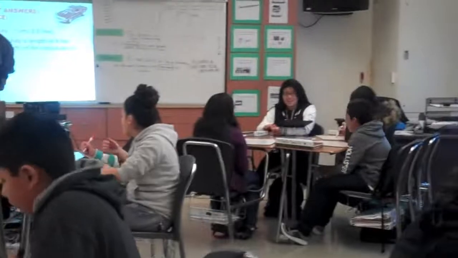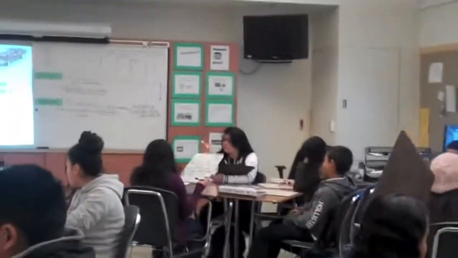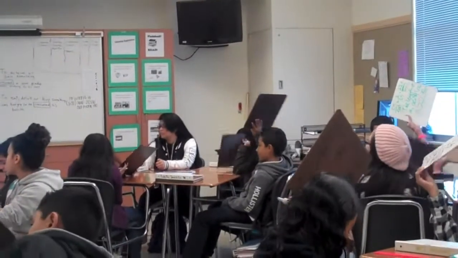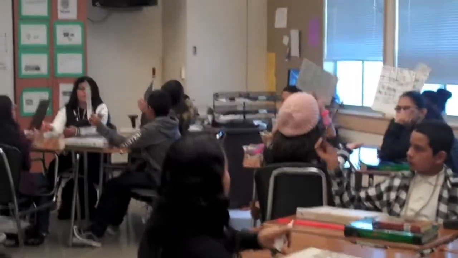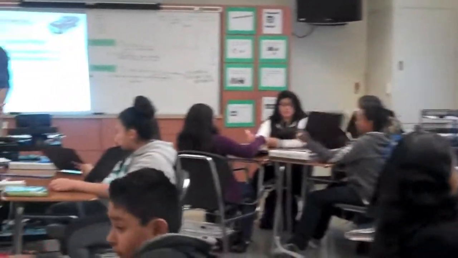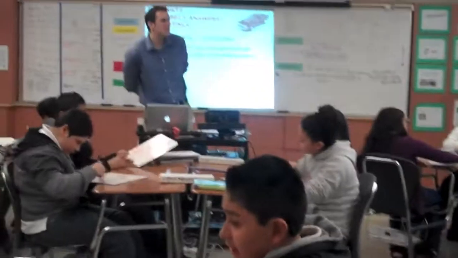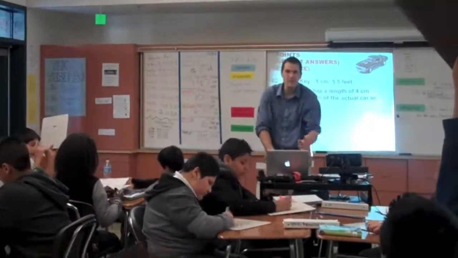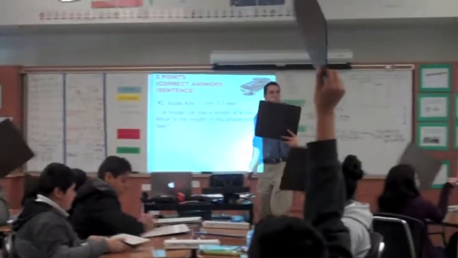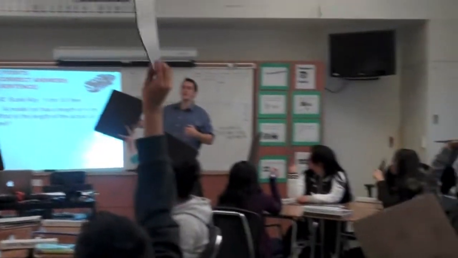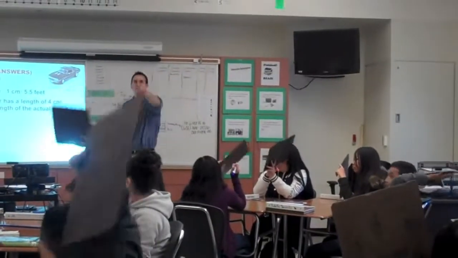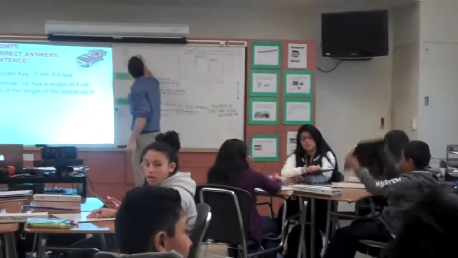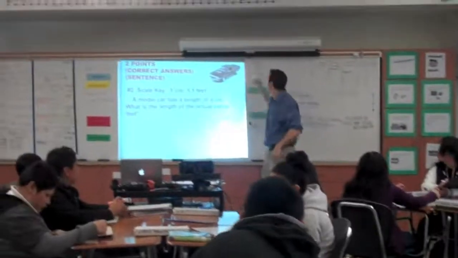And raise your board up in 5, 4, 3, 2, and 1. Scanning. I see complete sentences from each group. Very good. Awesome job, guys. If the model has a length of 4 centimeters, how many feet in real life? 22 feet. Good. Quick erase and raise up in 5, 4, 3, 2, and 1. We had it first. Group 3 and 4 had it. And then everyone had a well-written sentence, so everyone gets a point.